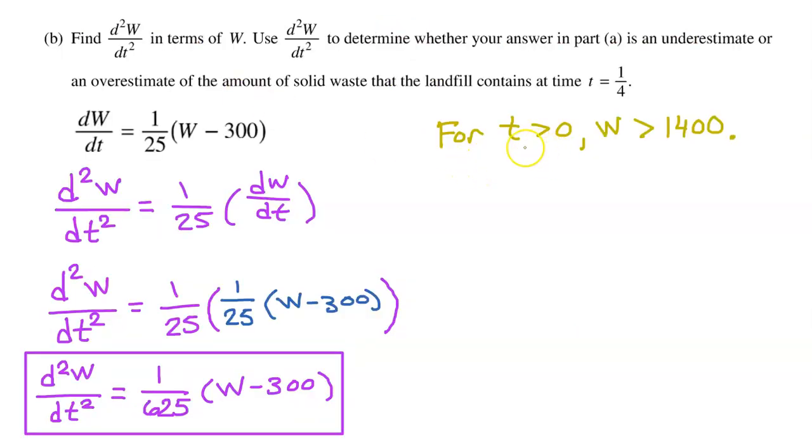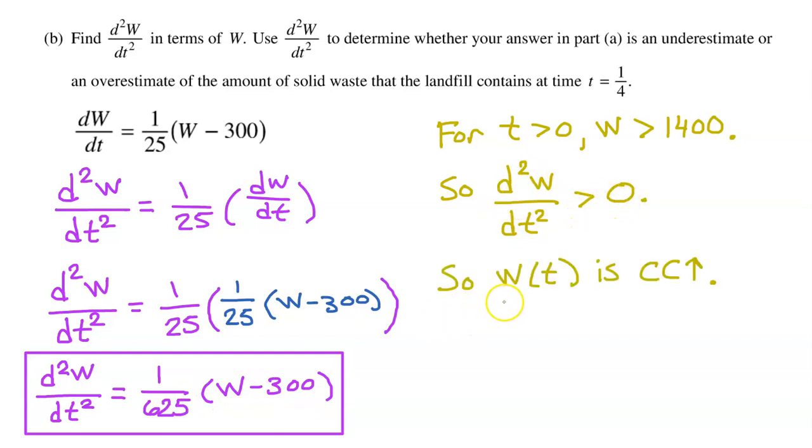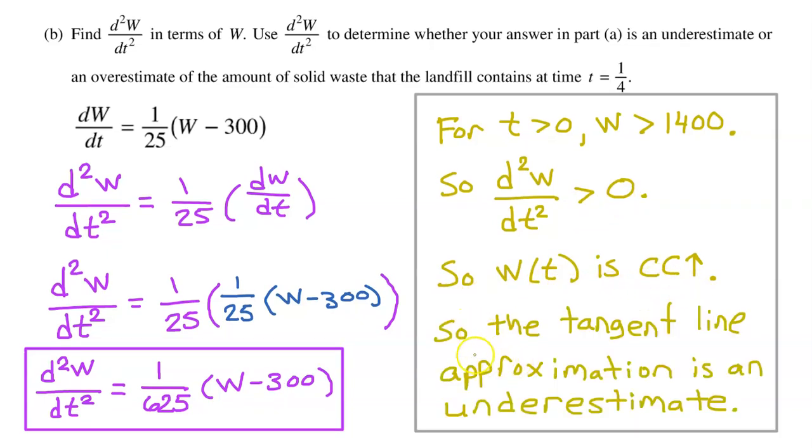We just saw that for t greater than 0, W is greater than 1,400. But if W is always greater than 1,400, that means this expression is always going to be positive. In other words, the second derivative will always be positive. So that means the graph of W is always concave up. So the tangent line approximation is an underestimate.